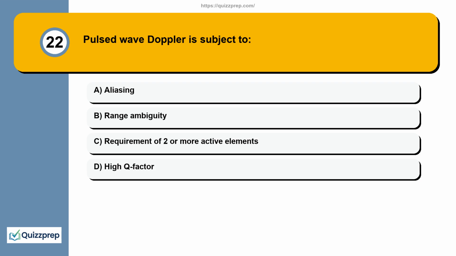Question 22. Pulsed wave Doppler is subject to aliasing, range ambiguity, requirement of 2 or more active elements, high Q factor.